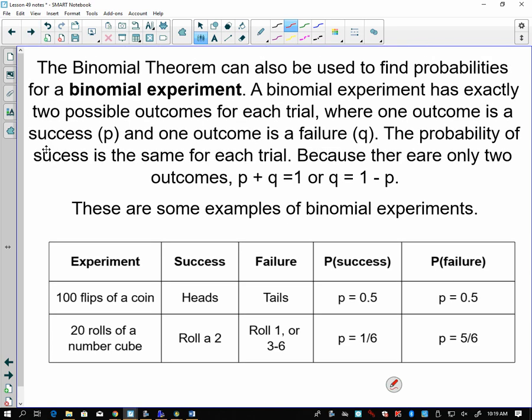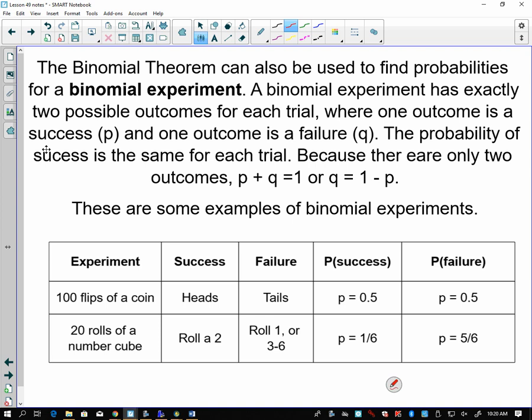Okay, now we can talk about application. The binomial theorem can also be used to find probabilities for a binomial experiment. A binomial experiment has exactly 2 possible outcomes for each trial, where one outcome is a success and the other outcome is a failure. Okay, the probability of success is the same for each trial because there are only 2 outcomes. So P plus Q equals 1 because each of them has a probability.